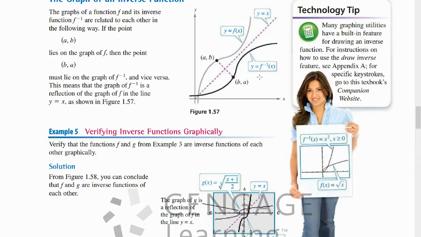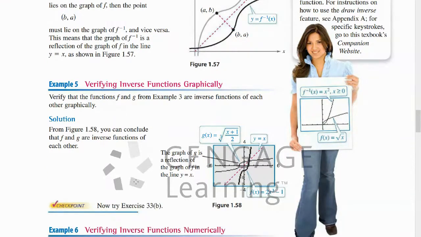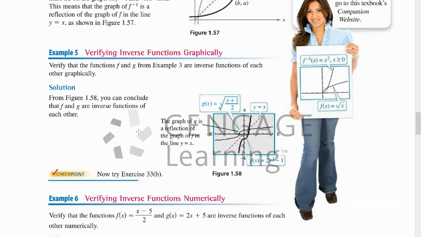So look at how these two compare. They are basically reflections over the line y equals x. So that is true of all inverses. So graphically speaking, when we look at two graphs, you can usually tell pretty well whether or not they are in fact inverses by simply looking, are they a reflection across the line y equals x?